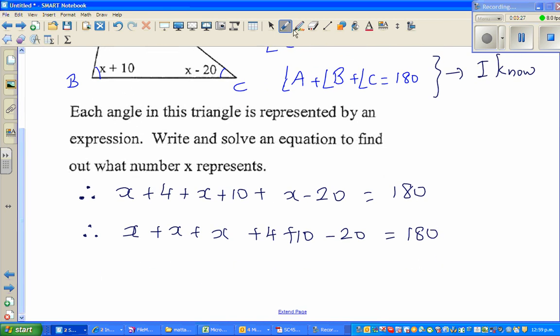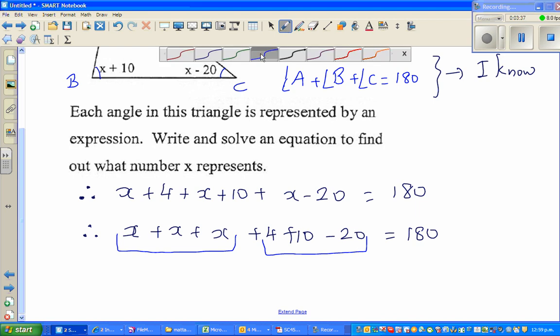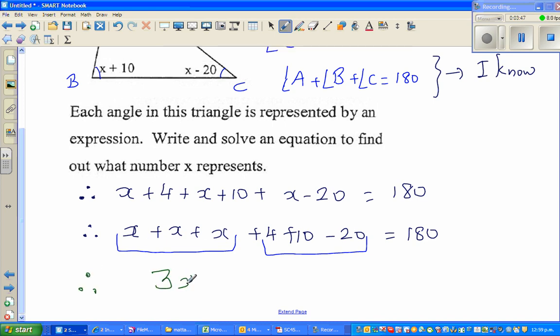So what can we see? This is called grouping of like terms. These are three lots of x, and this is 4 plus 10 minus 20. So what can you do? The three lots of x can be written as, therefore, 3x. Now what is 4 plus 10? It is 14. Then you have to go 14 take away 20, which is negative 6.